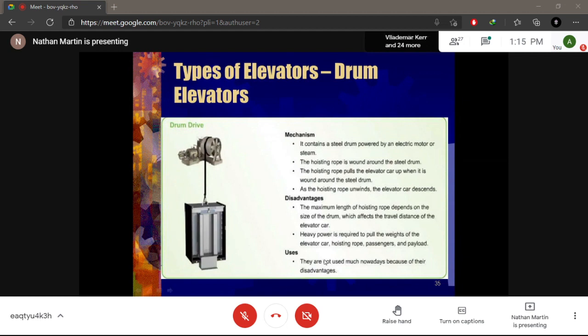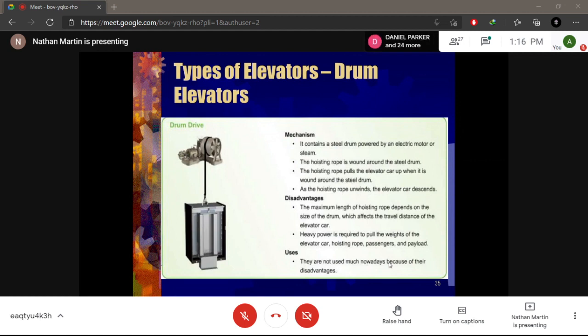Now, as for uses, they are not used much nowadays. They usually use them in older buildings because of their disadvantages, because remember, as technology increases, we're talking about higher and higher buildings.